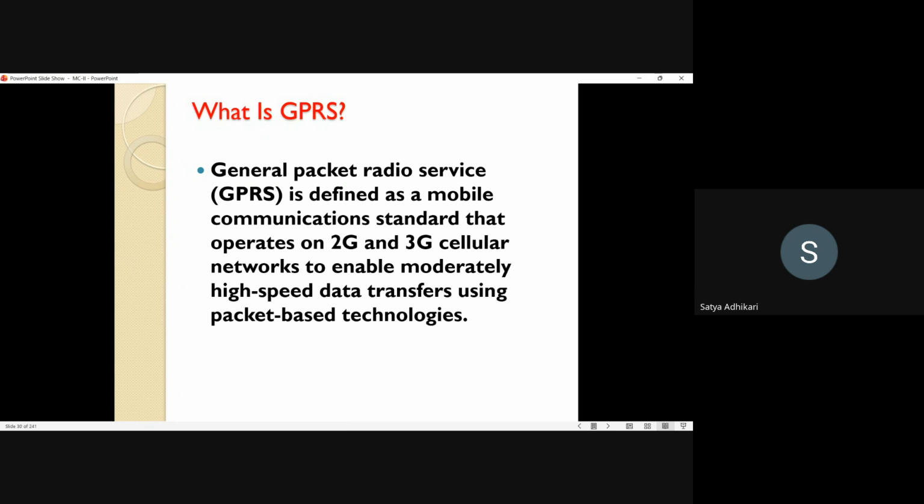The data are communicated here in packet base. That is, the whole entire data is divided into smaller parts. The entire data is known as packets.